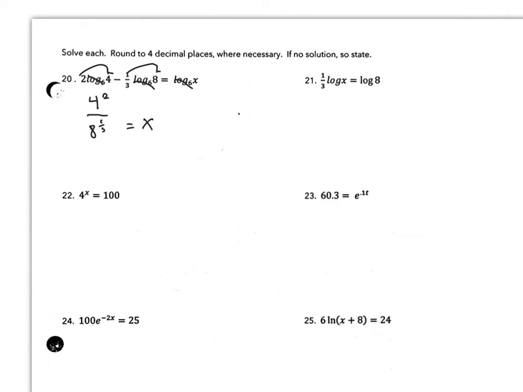So there's not much of an equation here. This is just arithmetic, which you can use your calculator for. 4 squared is 16. 8 to the 1/3 is 2, and 16 divided by 2 is 8. So no variables there.